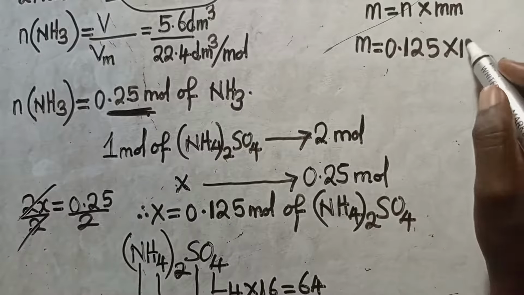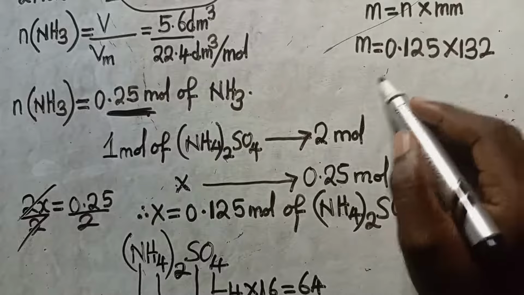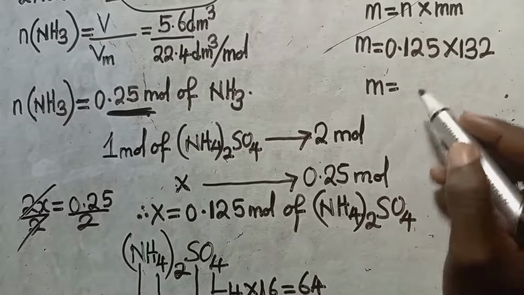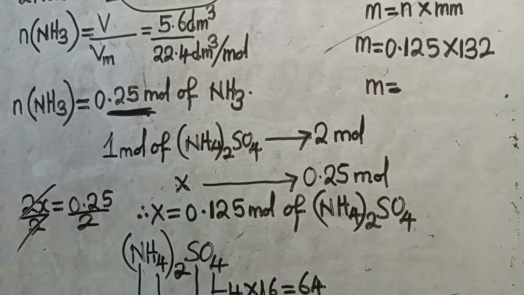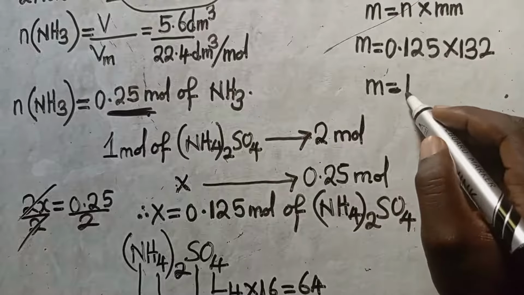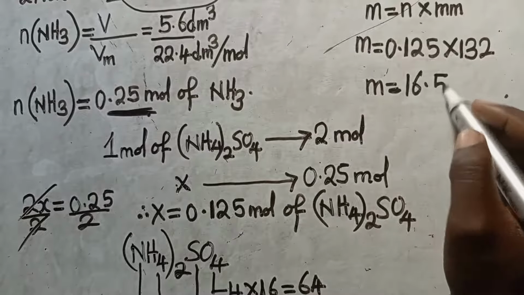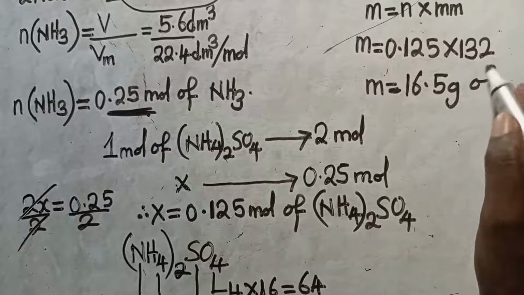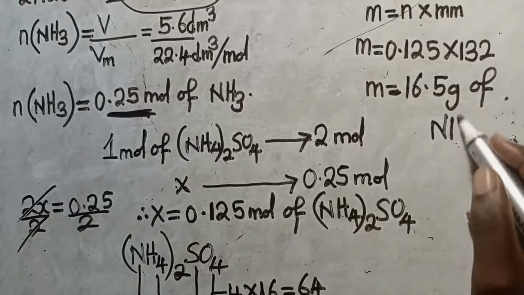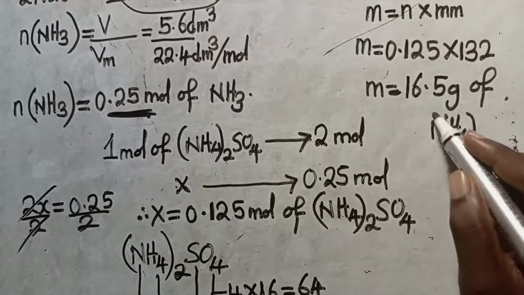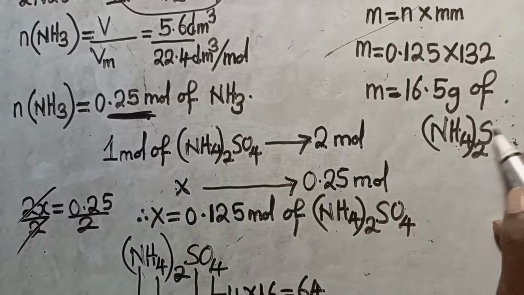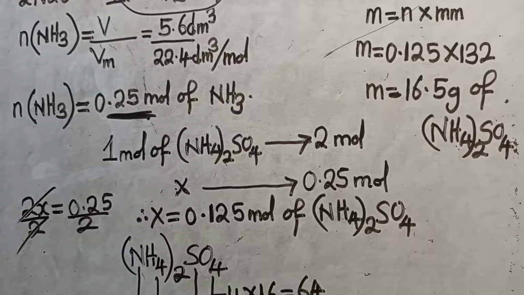So mass is equal to 132, and if we multiply this, the answer we are supposed to get is 16.5. Then I say grams of what? Ammonium sulfate. You are done. So this is how we are supposed to answer this particular question, just like this.